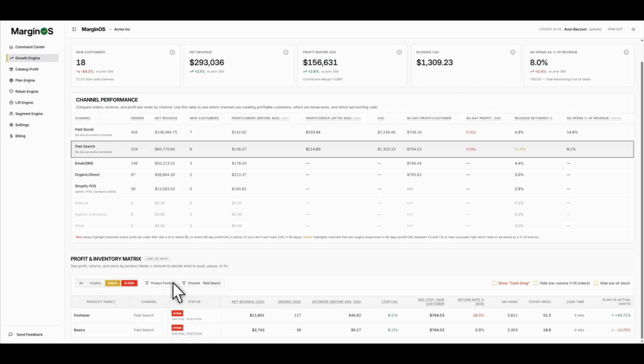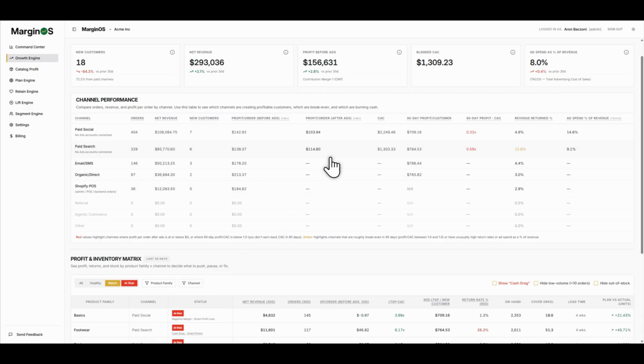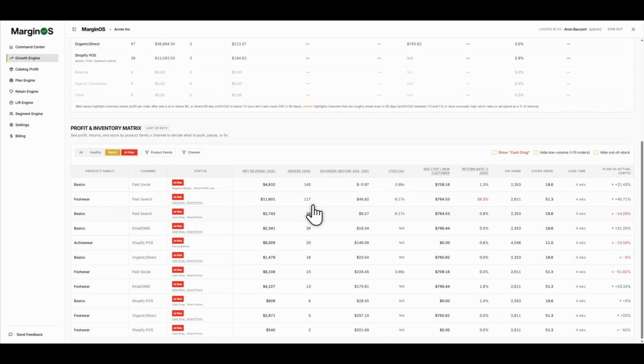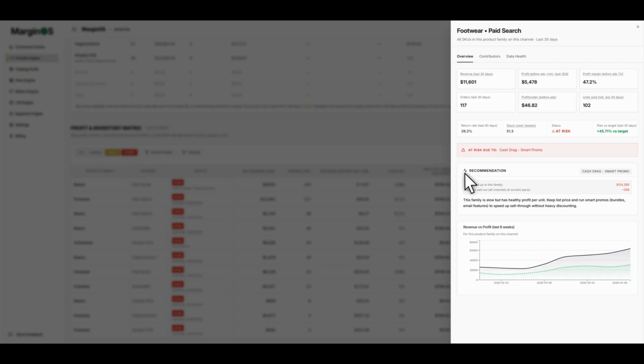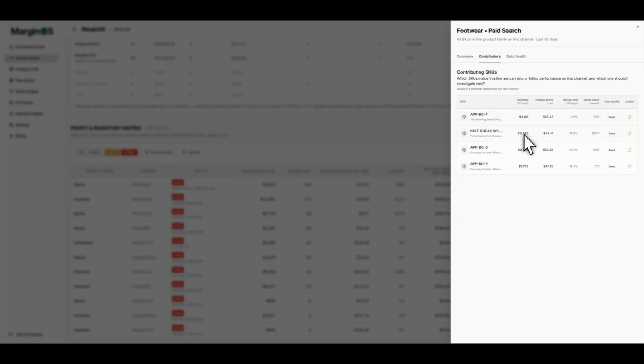The profit and inventory matrix is your portfolio view. Each row is a product family by channel slice. It's there to answer one question. For this slice of the business, should we push, protect, or pause? It combines performance, profit, and inventory context, then feeds a focused cell drawer with KPIs, charts, and a clear narrative of what's going on. From that drawer, the Contributors tab shows the SKUs driving that result, so in one click, you can drill from portfolio down to SKU.